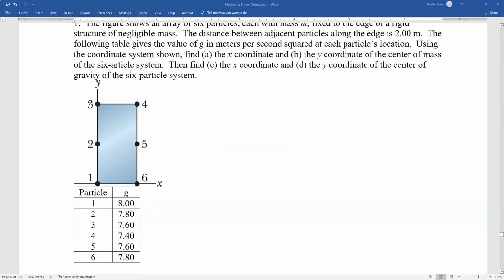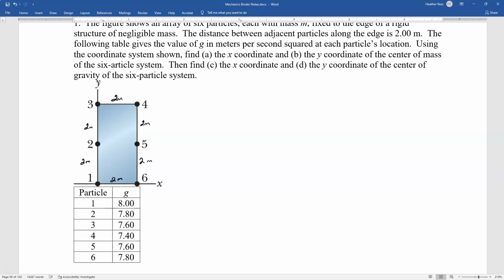So here we have 6 particles. Each has its own mass and they're attached to a rigid structure. That structure has negligible mass, so we can ignore it. The distance between any 2 adjacent particles is 2 meters. So we have 2 meters here, here, here, here, and here. And we want to find the x-coordinate and the y-coordinate of the center of mass, and then again of the center of gravity.